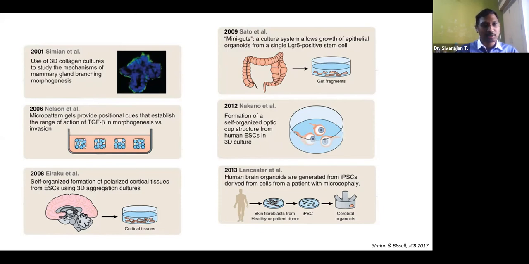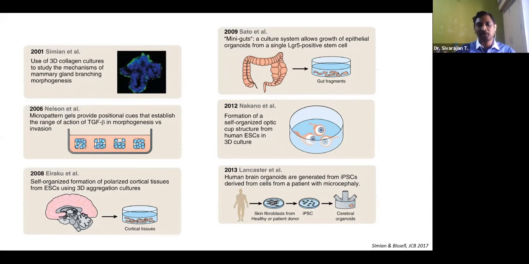And in 2006, Nelson et al. were able to find out that TGF-beta is an anti-morphogenic protein. So if you have a gel, a 3D gel, where you micro-pattern the cells and you give gradients of TGF-beta, the cells will migrate in a gradient fashion. And in 2008, Eiraku et al. were able to make brain organoids from embryonic stem cells in 3D structures.